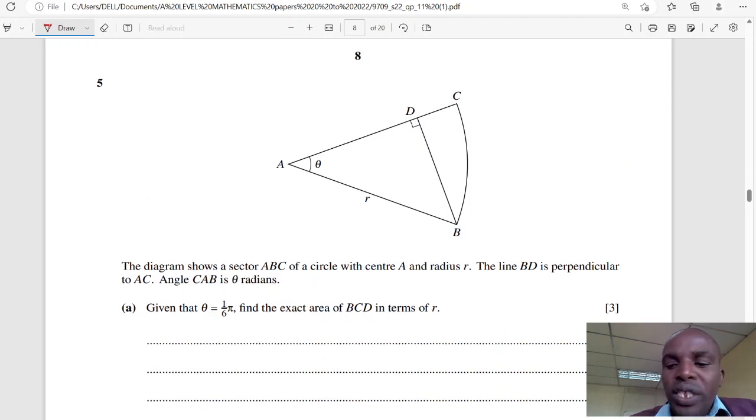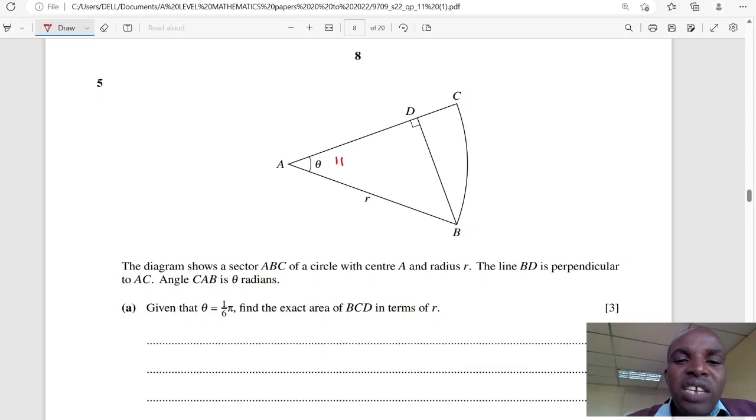The diagram shows a sector ABC of a circle with center A and radius R. The line BD is perpendicular to AC. Right, there's a 90-degree angle given. Then they said angle CAB is theta radians. Given that theta is pi over 6, find the exact area of BCD in terms of pi.